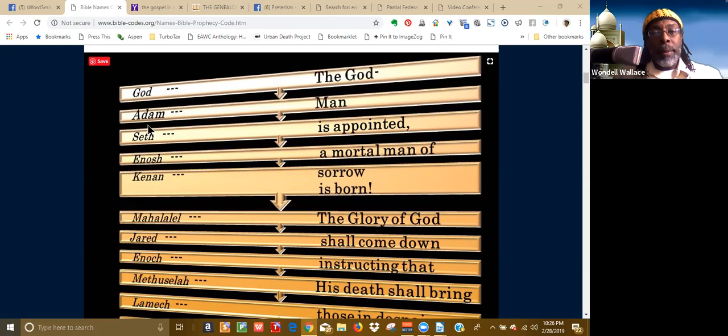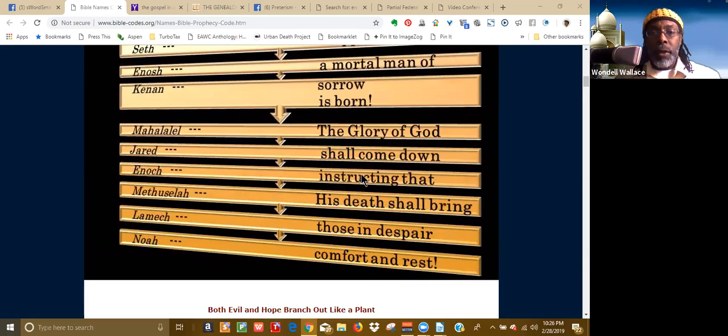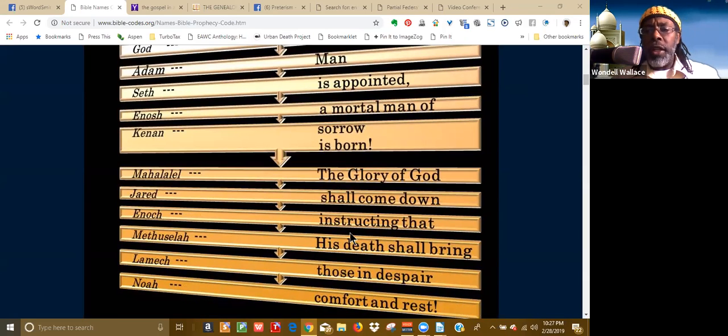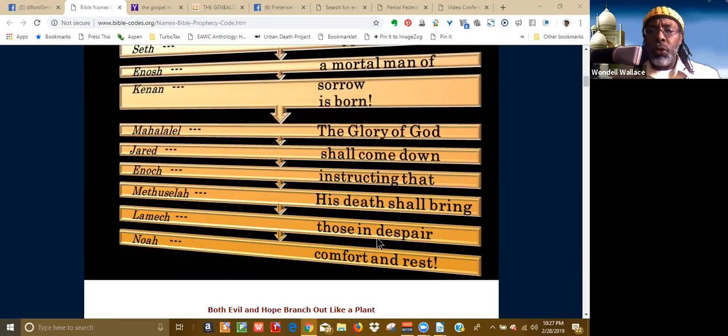All right. I'm going to start with Adam, which meant man, right? Seth means appointed. Remember that? Okay. Enosh means mortal man. So let me just read the message without trying to explain what each of them means all over again. Okay. Here it is. Man is appointed, a mortal man of sorrow is born. The glory of God shall come down, instructing that his death shall bring those in despair comfort and rest.